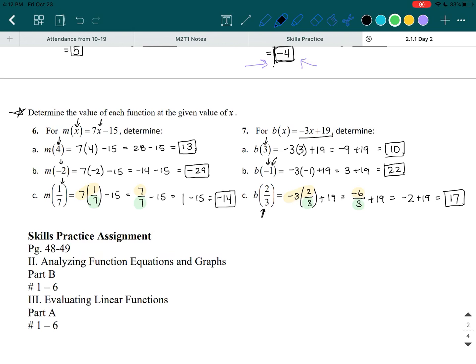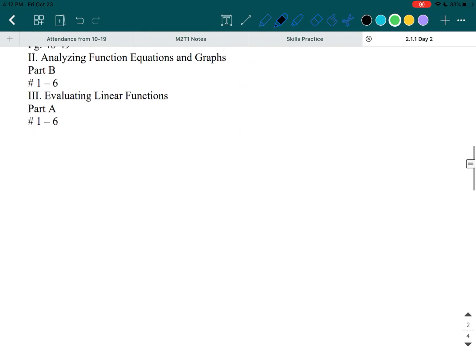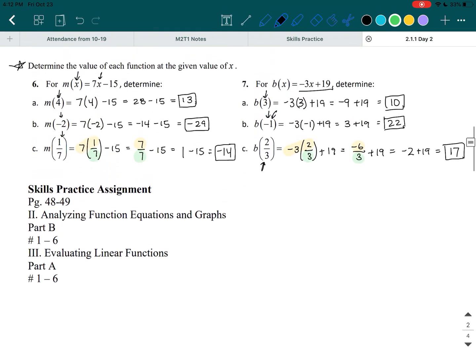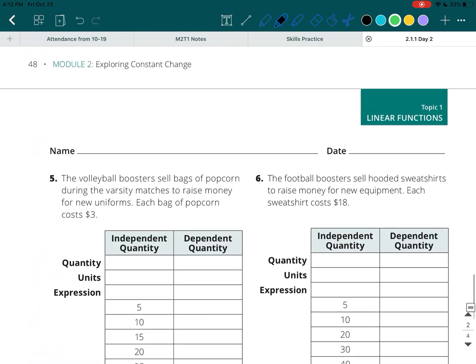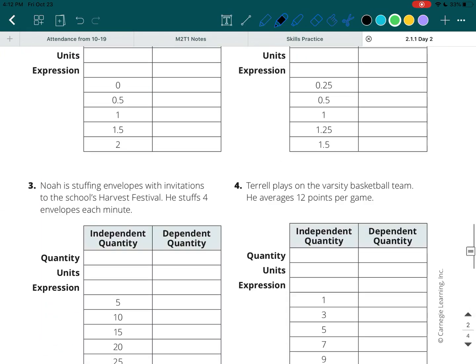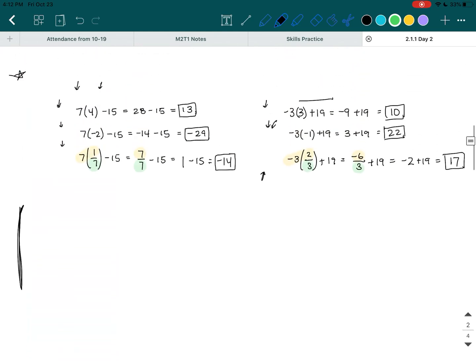Alright, so that's it for this section where we determine the value of each function given the value of x. Your task for the rest of this lesson is to finish the skills practice assignments as listed over here. So you can either take out your book and do it there, upload pictures, or you can do it on a separate piece of paper based on looking at these, or you can print it out, whichever it is that helps you the best.